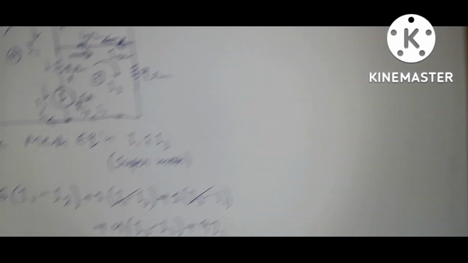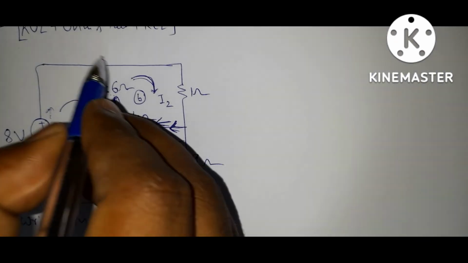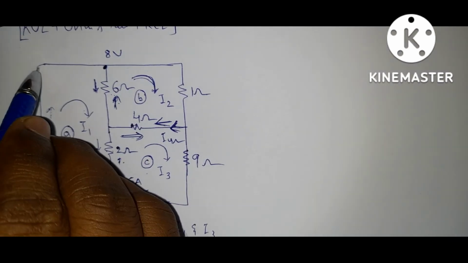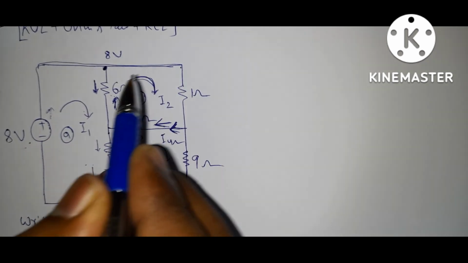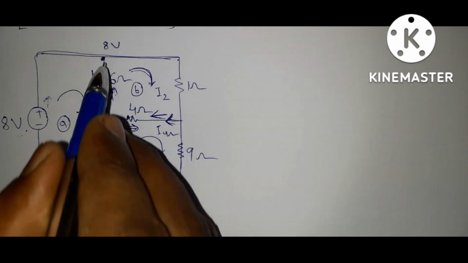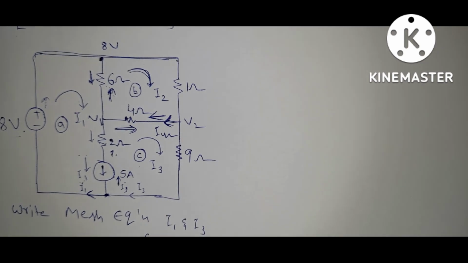For the same circuit, we can solve by using nodal analysis. Here this node voltage is 8 volts. This node voltage is 8 volts. It is short circuited, so this node voltage is the same. With respect to this, the node voltage is 8 volts. Let it be V1 and let it be V2.